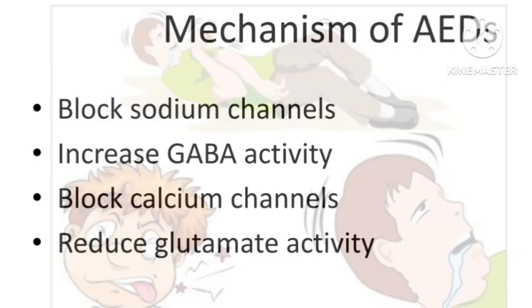So you can think like this. The neuron wants to fire repeatedly. The sodium channel blockers close the gate, so excessive firing decreases.